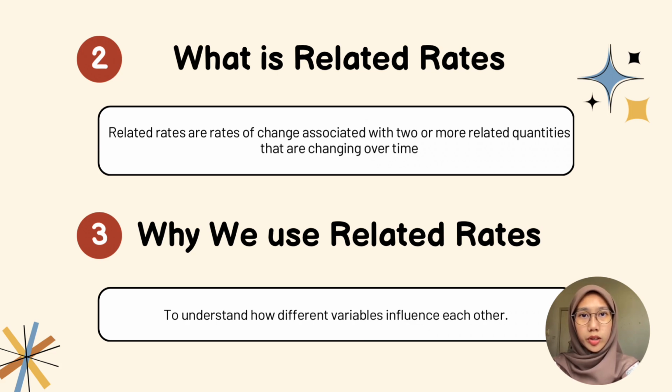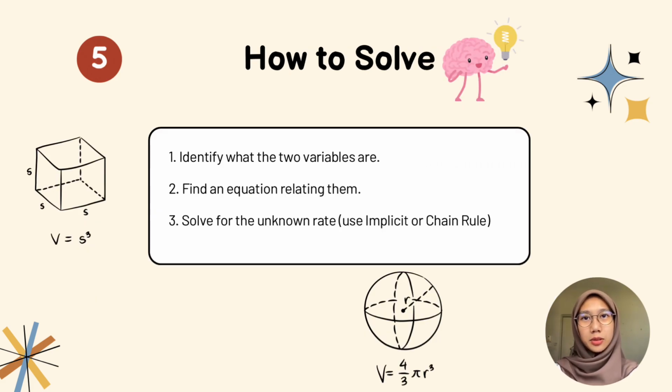So, why do we use related rates? We use related rates to understand how different variables influence each other. Other than that, related rates also help in analyzing and modeling real-world scenarios involving motion, growth, and other time-dependent processes. And lastly, how to solve questions about related rates. First, we identify what the two variables are. Next, we find an equation relating them. And lastly, we solve for the unknown rate using implicit differentiation or the chain rule.